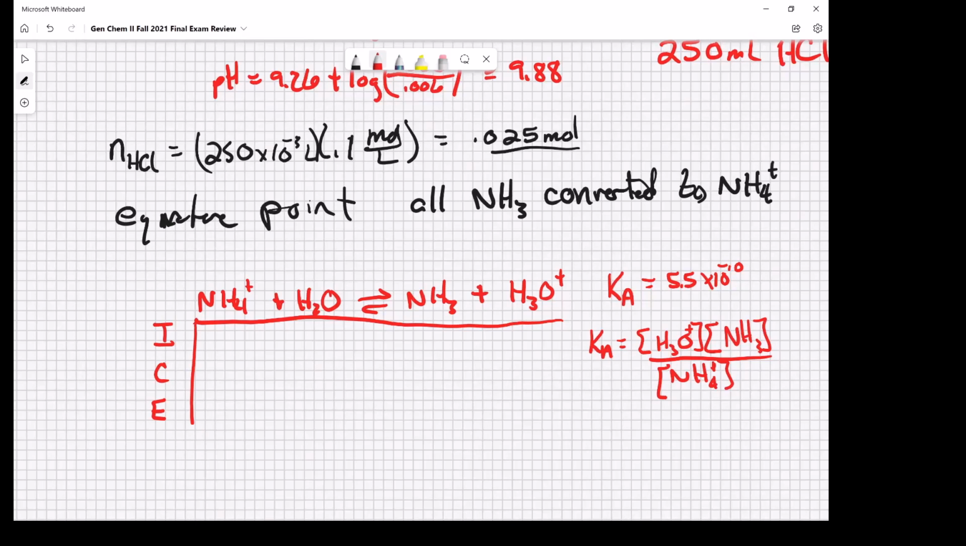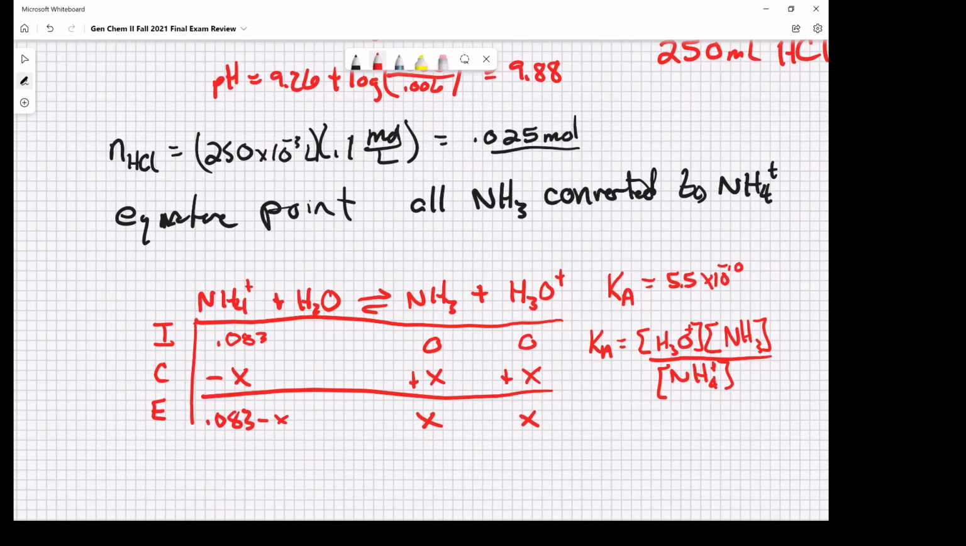So calculate the initial concentration of NH4+. It'll be 0.025 moles divided by 300 milliliters, or 0.3 liters, right? That's 0.025 divided by 0.3. Okay. Cool. And we start out with none of this and none of this. Our change row is going to be minus X because the ammonium is going away, plus X for each of these. The equilibrium will be the sum of these two rows, 0.083 minus X, X, and X.